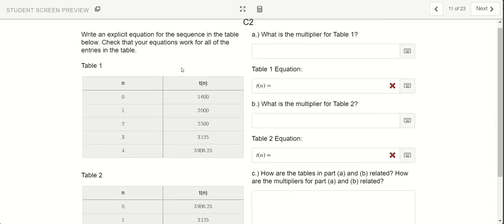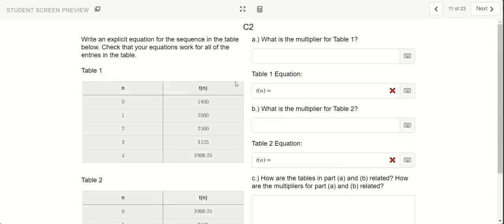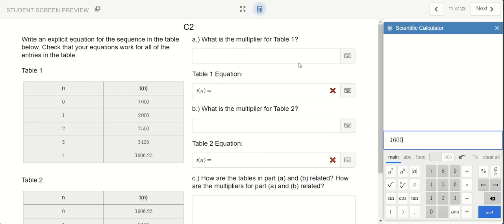All right, C2. Here we have two different tables. We're going to find the pattern and write the equation. Here, it's kind of difficult to figure out what we're multiplying by. Like, what times this equals 2,000? Again, we can guess, like 1,600 times 2. No, that's too big. Times 1.5. A little bit closer. So we can keep guessing.